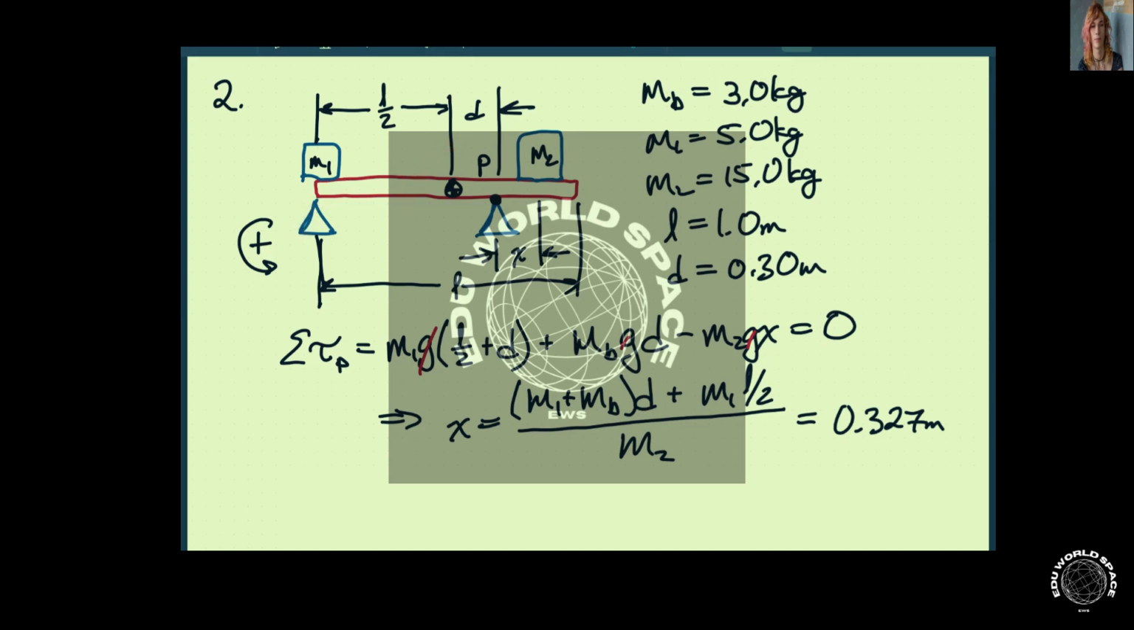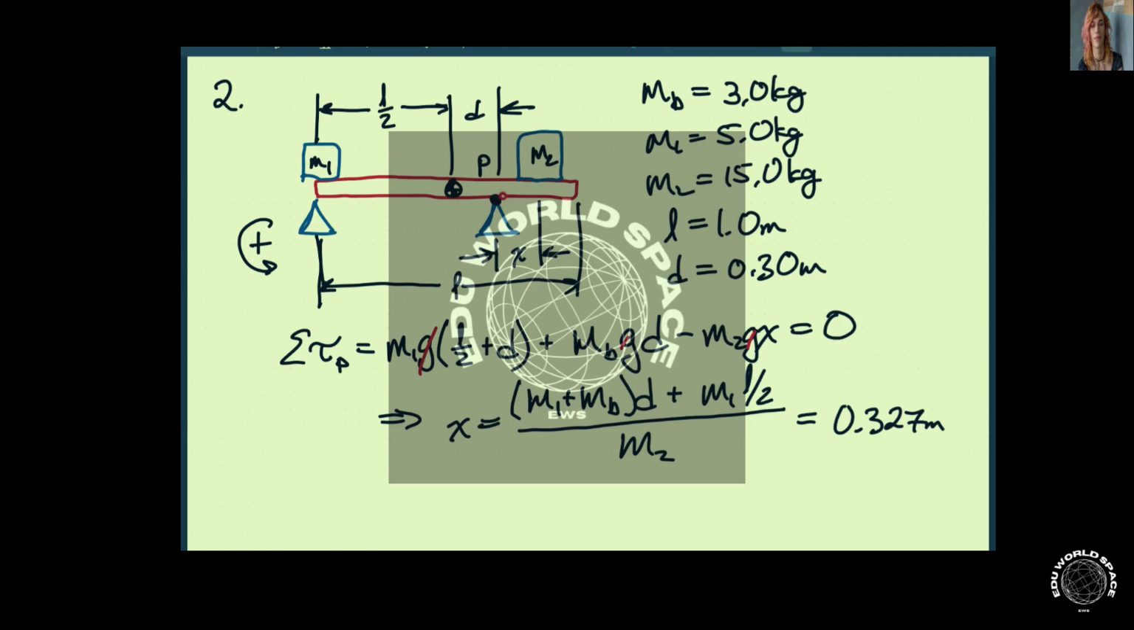So what we're asked for is the maximum length that this block can be away from this pivot point. The mass of the beam we're considering is uniform, so the center of mass is halfway in from either side. That's 3 kilograms. The mass of this block over here is 5 kilograms. This block is 15 kilograms. The beam is 1 meter long, and the distance from the center of mass of the beam to this point here is 0.3 meters.